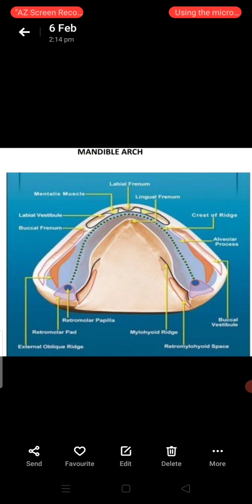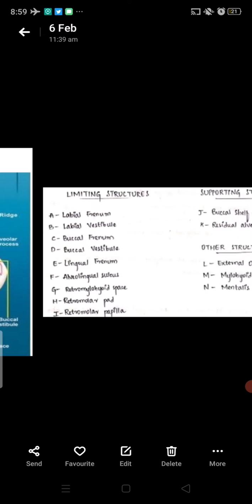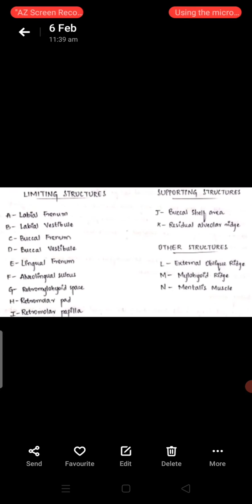Now, same as in the maxilla, we divide the anatomical landmarks into three categories. Number one is the limiting structures, second is the supporting structures, third is the relief areas. Limiting structures are those structures which limit the denture in a specific area. Beyond that area we should not extend the denture.